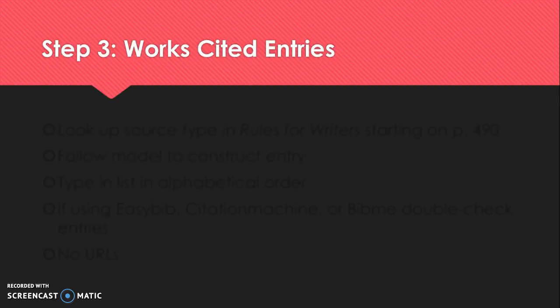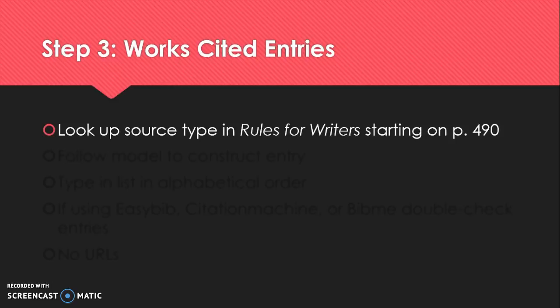Works cited entry is the next. So you've got all of your sources, or you've got a good stack of sources going. Now you want to start your bibliography itself. So the first thing to do is to look up the source type in Rules for Writers. It starts on page 490. It's a whole list of sources. So let's say you have a general web article. You're probably going to go to page 506 or 507 and look up examples for how to construct those entries.